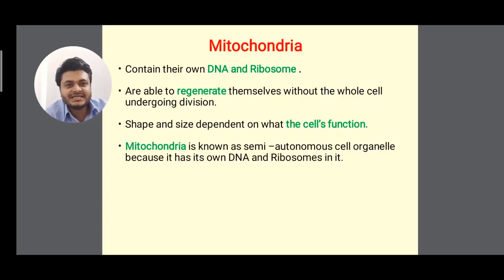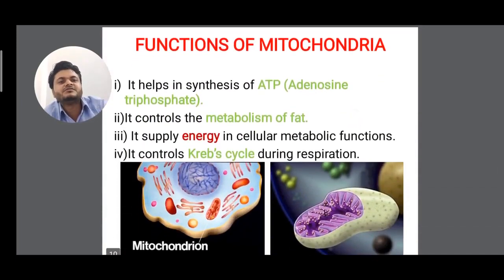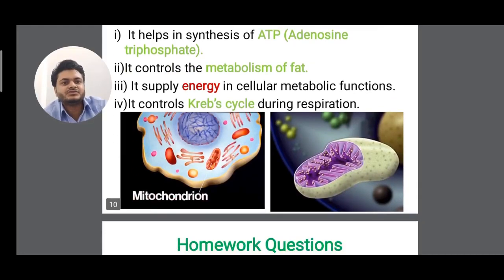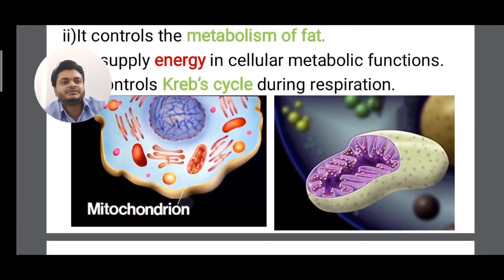The size and shape depend on the cell function. Now the functions of mitochondria. It helps in ATP synthesis. What is the full form of ATP? Adenosine triphosphate. Next, it controls the metabolism of fat. Third, it supplies energy in cellular metabolic functions. Fourth, it controls the Krebs cycle during respiration. The diagrams are given of mitochondria.